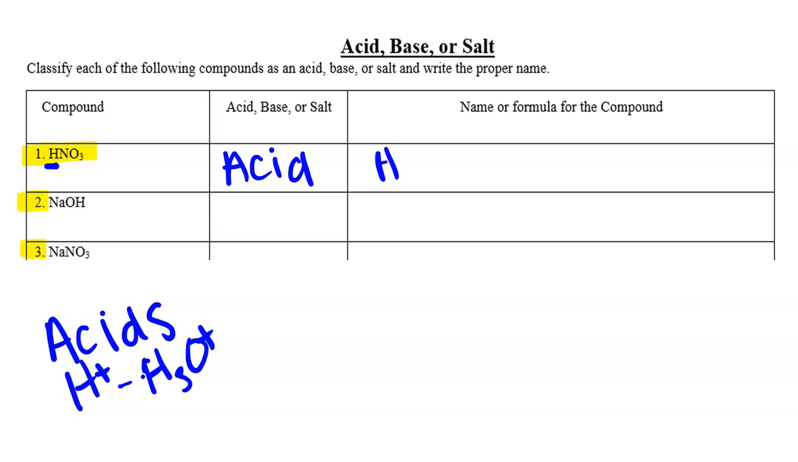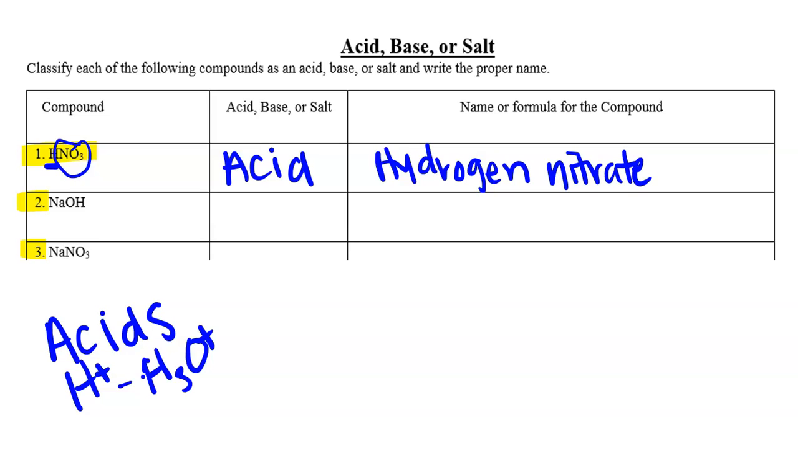So H is hydrogen. And NO3 is one of your polyatomic ions you should be able to recognize. If you're looking at the back side of your periodic table or on the front side, depending on which kind you have, your list of polyatomic ions, NO3 is going to be nitrate.